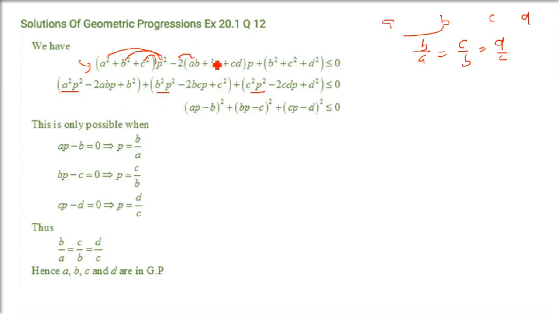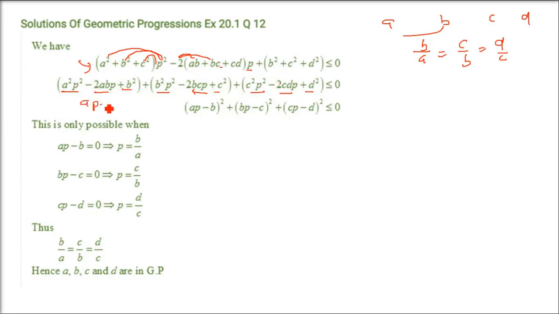Now take the second bracket. Minus 2ABP, put it here. Minus 2BCP, you put it here on the second bracket. And minus 2CDP in the third bracket, combined with C square P square. Coming to the third one, B square with the first term, C square and D square in the respective brackets.